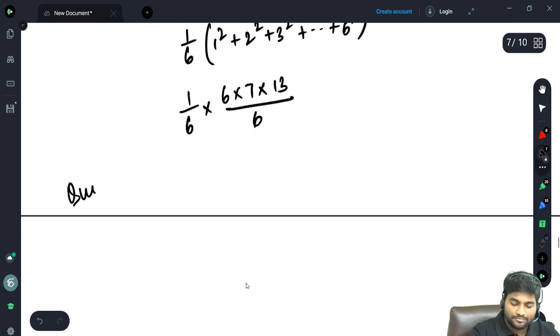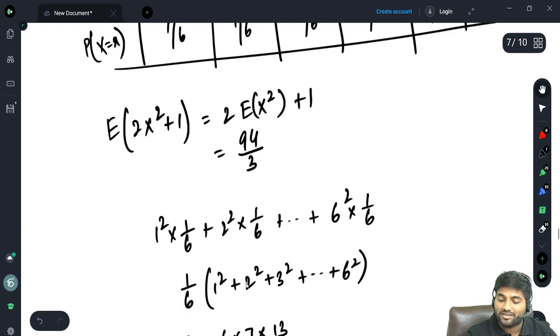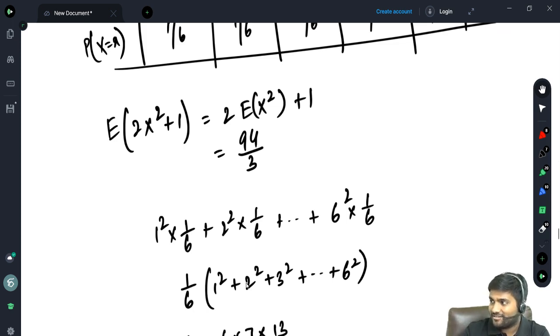Next question. We are given... No, Jinisha, we have plus 1 also, no? That is 2 times the expectation of x² plus 1. The expectation of x² is not the answer. Okay?